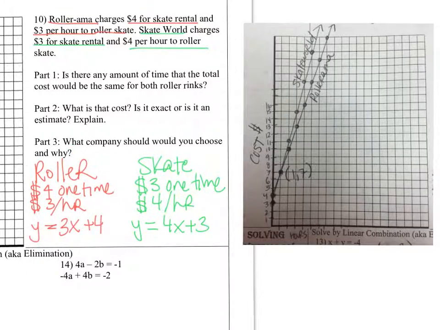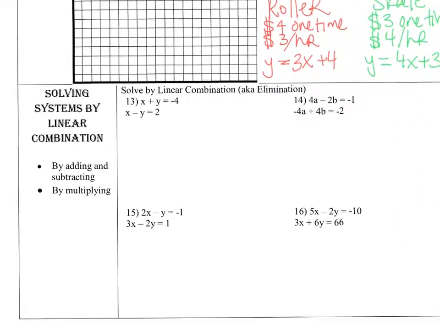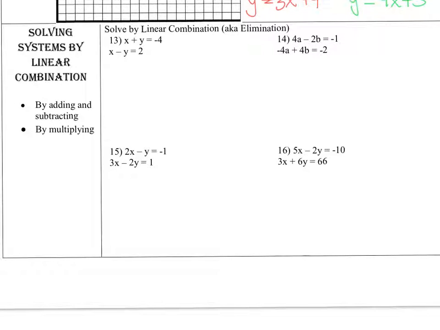All right, let's move back over here, and let's go to solving systems by linear combination. For this one, I'm going to be doing just number 14. Something that really bugs me about how this printed, and my apologies, is it didn't line up. So I'm going to go ahead and fix that. So I have 4a minus 2b equals negative 1, and then I have negative 4a plus 4b equals negative 2. That makes me feel better.